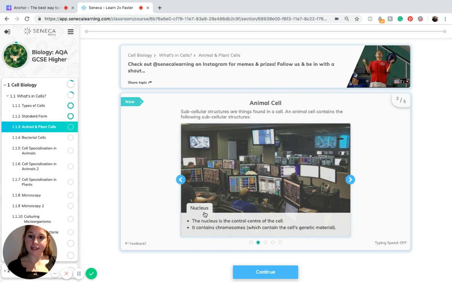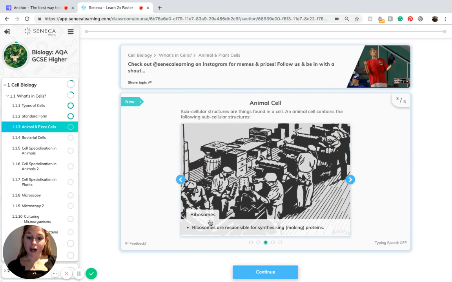A nucleus is another subcellular structure, and it is the control center of the cell. It contains chromosomes, which contain the cell's genetic material. Ribosomes are responsible for synthesizing or making proteins.